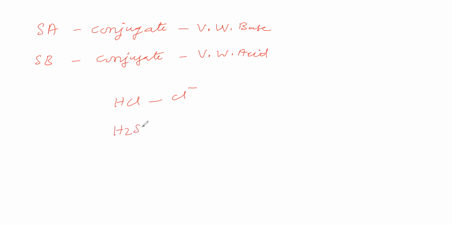H2SO4. Conjugate is HSO4 minus. The difference between H2SO4 and HSO4 minus is 1 H plus. Next, HSO4 minus conjugate is SO4 2 minus. Between them the difference is 1 H plus.